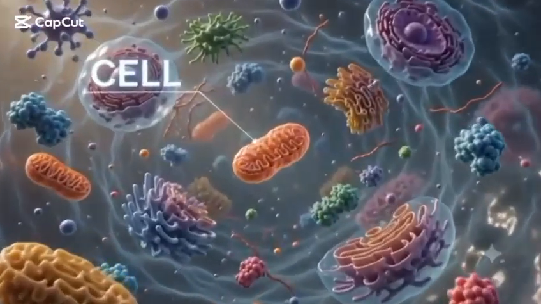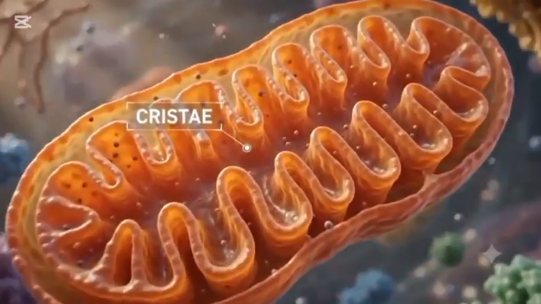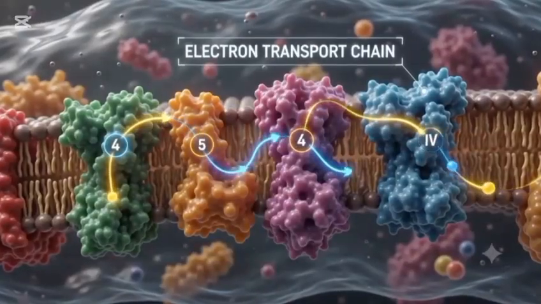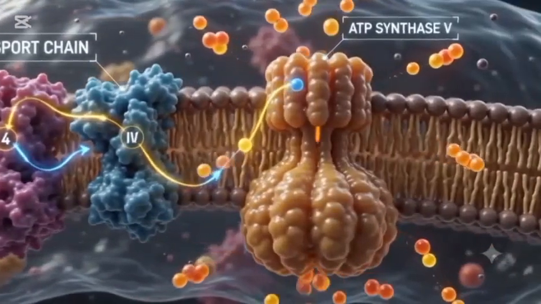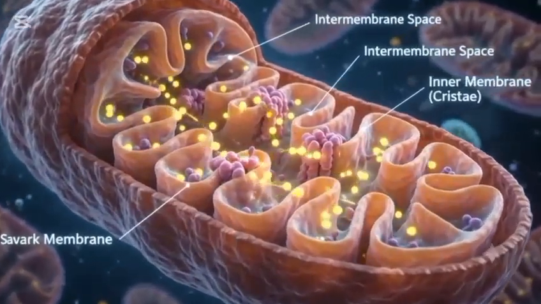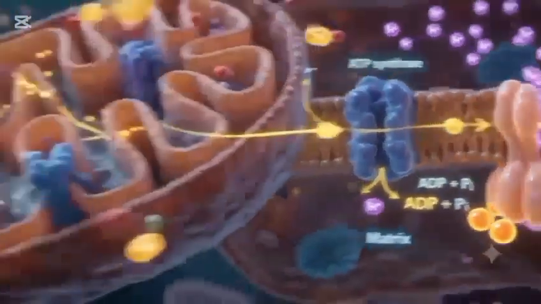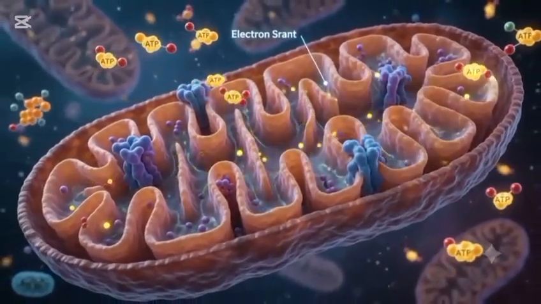Inside every living cell, mitochondria produce the energy needed for life. Their inner membrane contains the electron transport chain, the final stage of aerobic respiration. The folded cristae provide a large surface for protein complexes, allowing efficient energy production through oxidative phosphorylation.